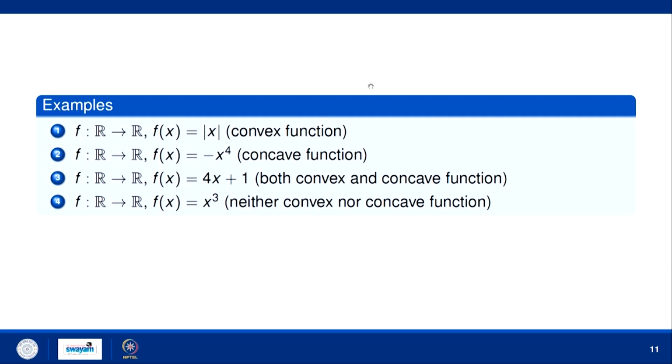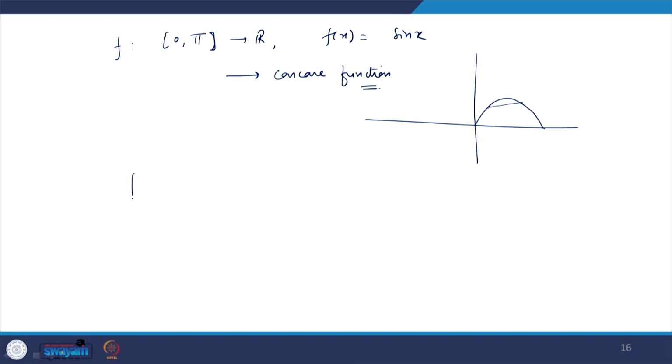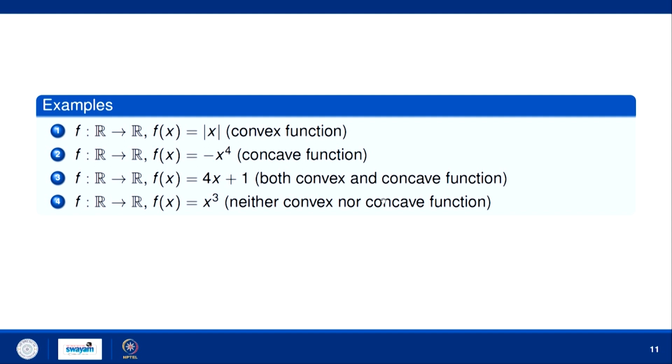In this way, if we see x cube, it is neither a convex nor a concave function, because you can draw the graph of x cube. If you take x cube, it is something like this. If you take two points here, join the chord, it is above the curve, but if you take one point here and one point here, join the chord, it is sometimes below and sometimes above the curve. So, this function is neither convex nor concave. In this way we can see geometrically whether a given function is a convex function, a concave function, neither convex nor concave, or both convex and concave. Okay.